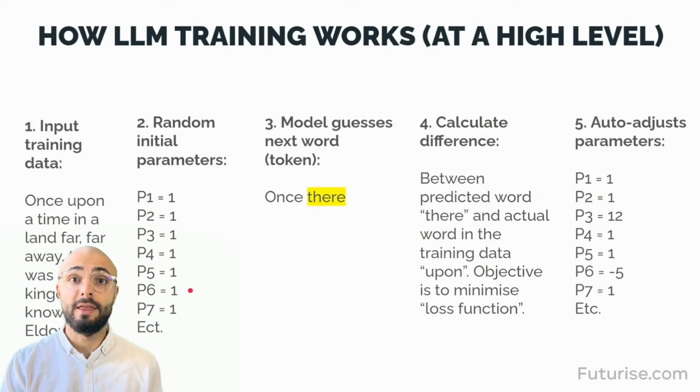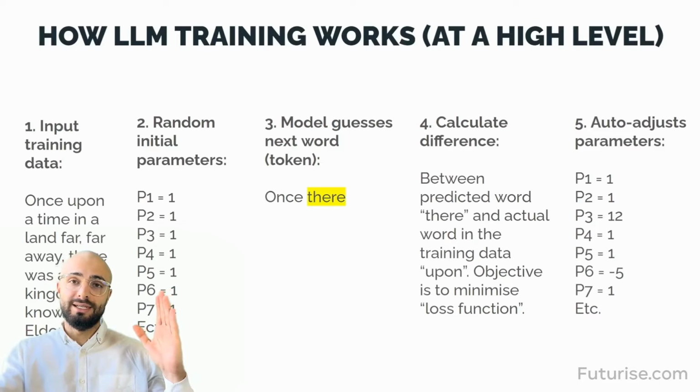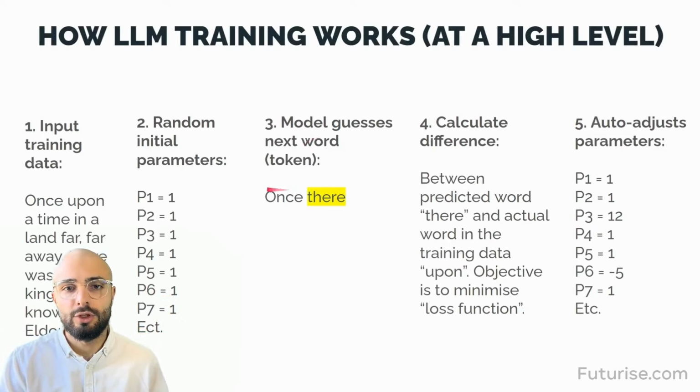Then what the model does is it tries to guess the next word. Remember how these neural networks work: it tries to predict an outcome by going through all those hidden layers, and it tries to make a prediction. So it'll take, for example, the word once, and it then needs to predict the next word.